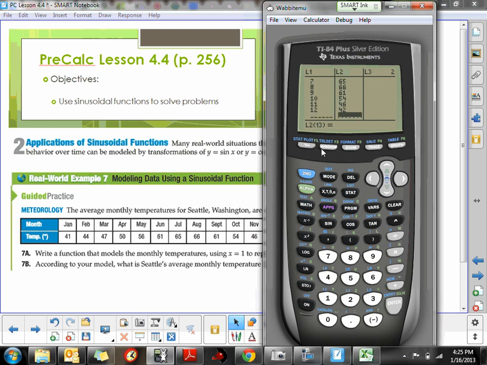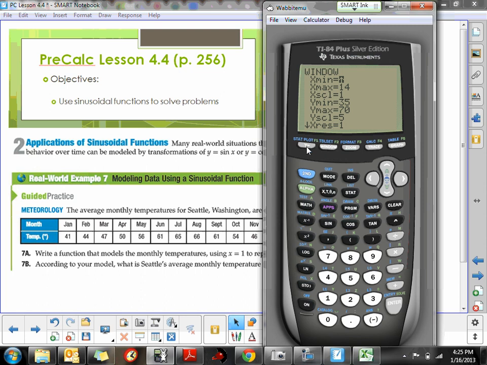The second thing we want to do is make sure we set up reasonable windows. For the months on our x-axis, I went from 0 to 14 to make sure I had room for the 1 through 12. I also made sure I went low enough for the temperatures. I went down to 35 degrees and all the way up to 70 degrees to accommodate all the temperature ranges, by a scale of 5.